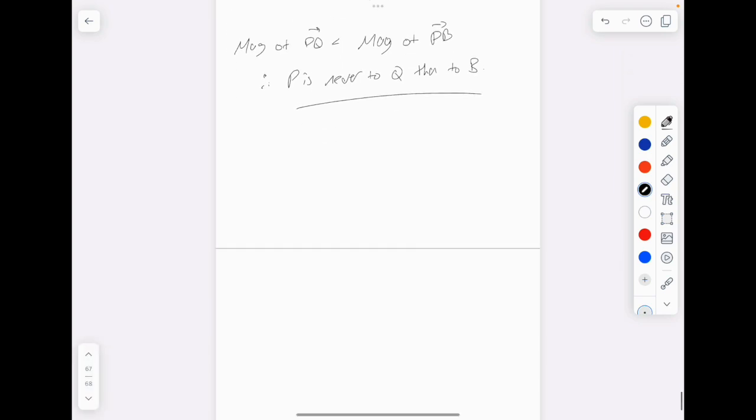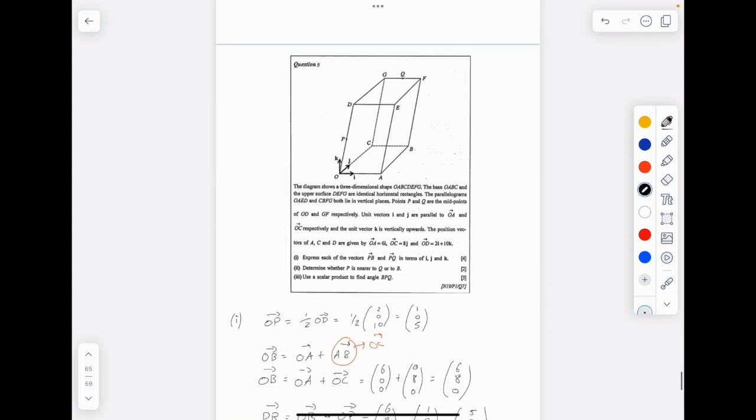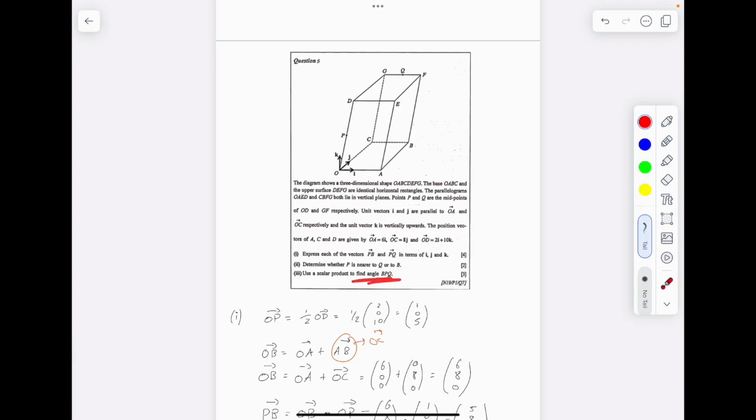Now what about triple I? Well, for triple I, use a scalar product to find the angle BPQ. Okay?